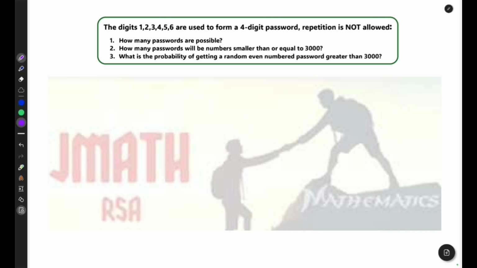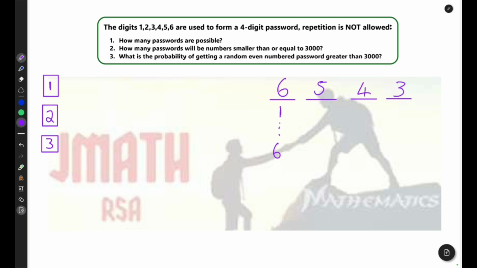The digits 1, 2, 3, 4, 5, 6 are used to form a 4-digit password. Repetition is not allowed. How many passwords are possible? So if I now look at all the spaces, they did not give me any restrictions. So I have all 6 possibilities. So from 1 to 6 is possible there. So that's 6. Repetition is not allowed. So that's a 5, that's a 4, and that's a 3. So I can write this as a factorial, so I can say this is 6 factorial. I'm not using 2 of them. But in this case, it's widely accepted that you're just going to multiply. So it's your choice, but the answer is going to be 360 if you just go with factorial or if you just multiply.